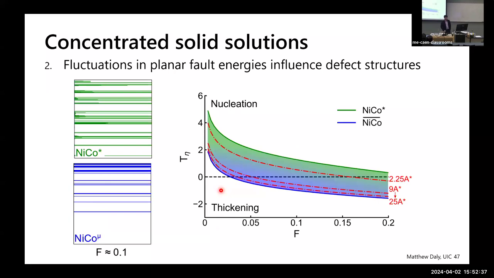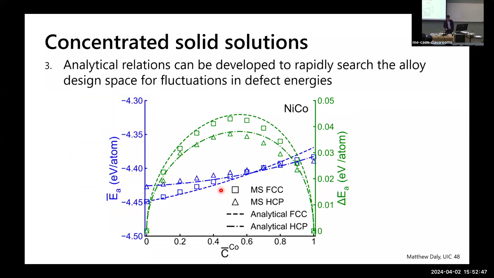The fluctuations do matter when the length scale of the defect that you're working with matches the length scale of the fluctuations inherently. And some of these defect energies can be mapped out rapidly, with satisfactory accuracy, by the analytical relations that we've developed.